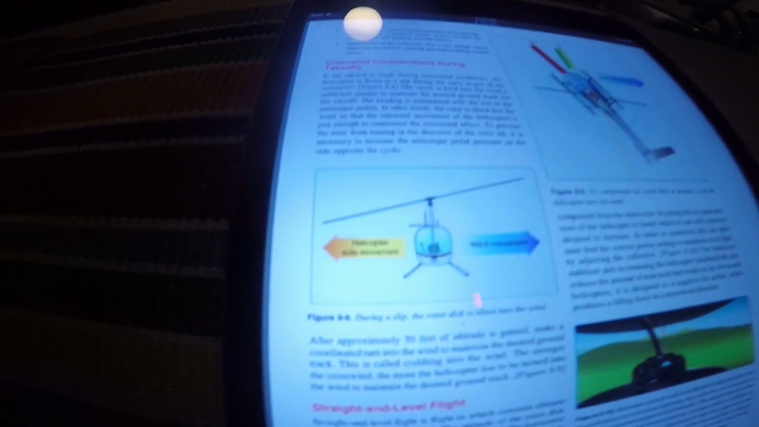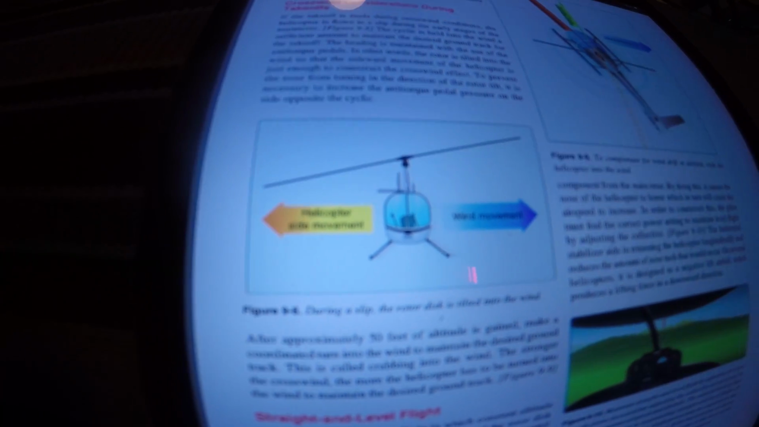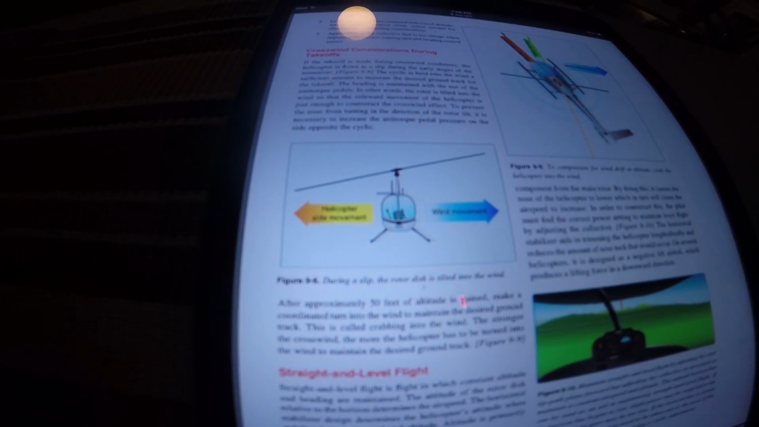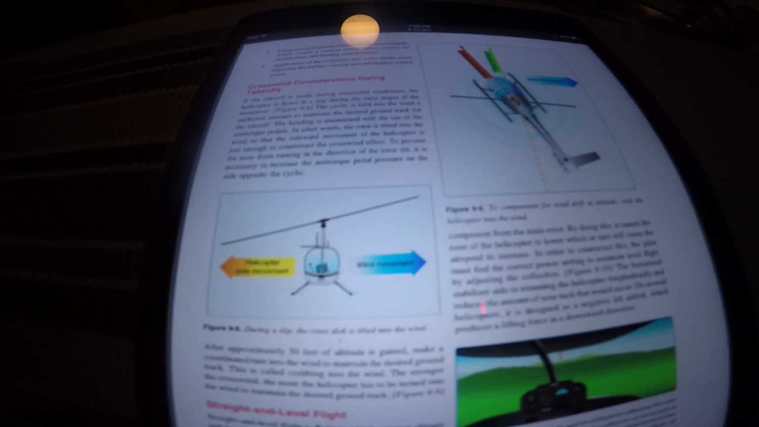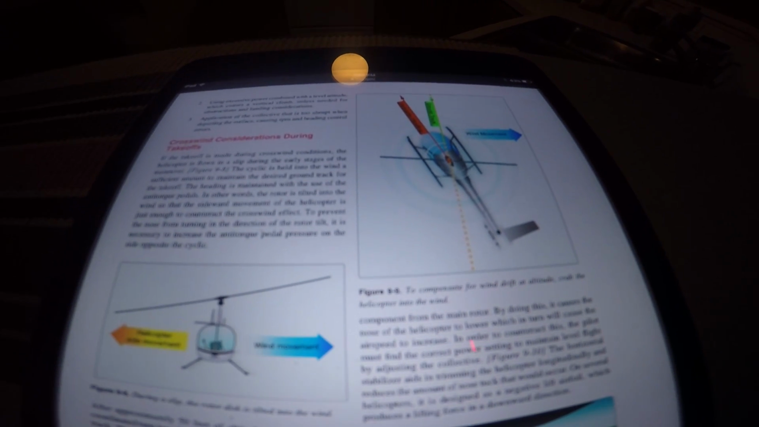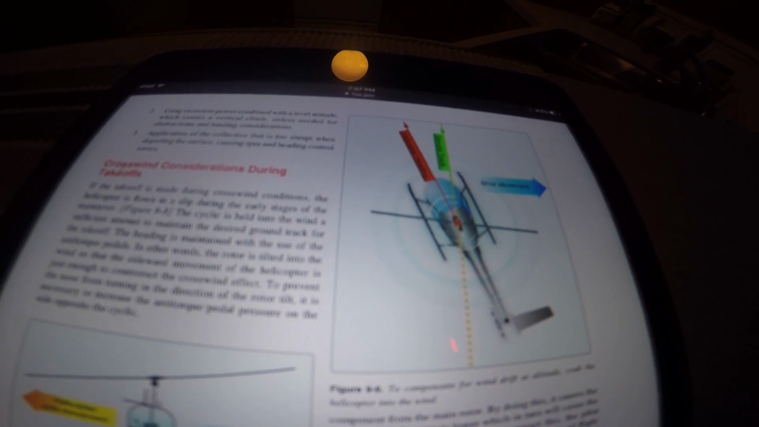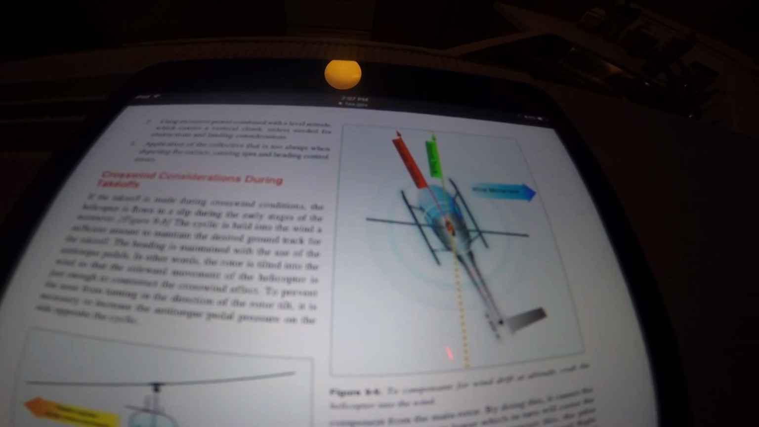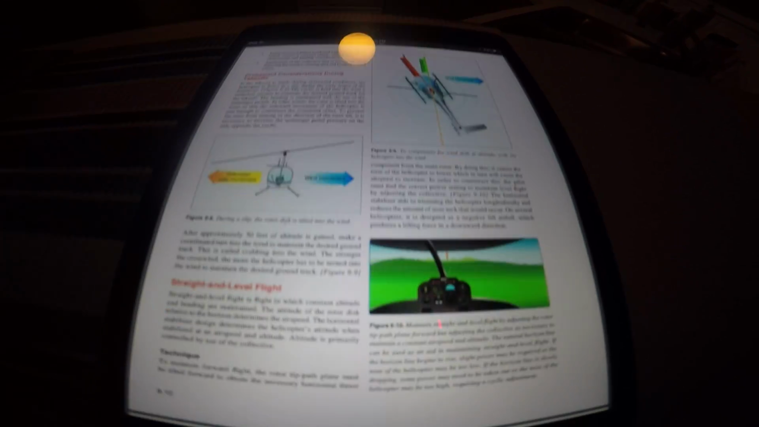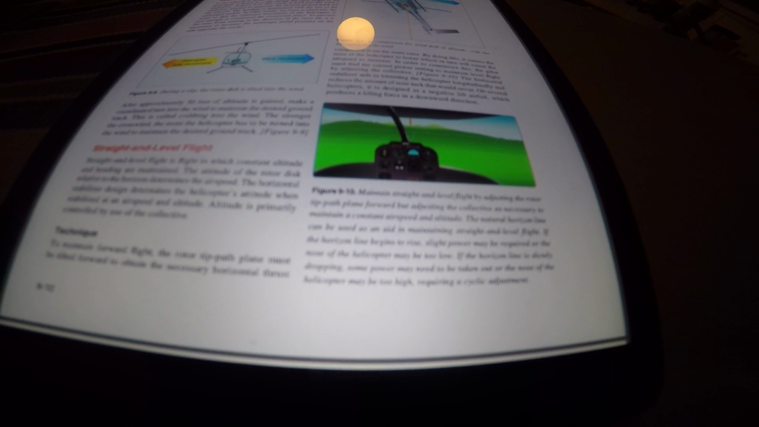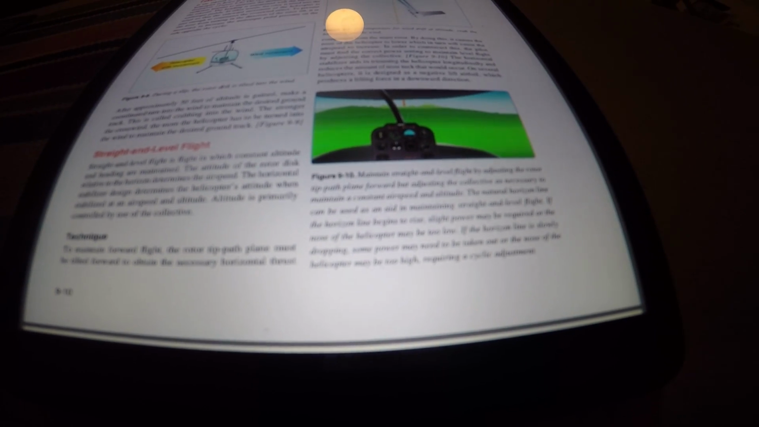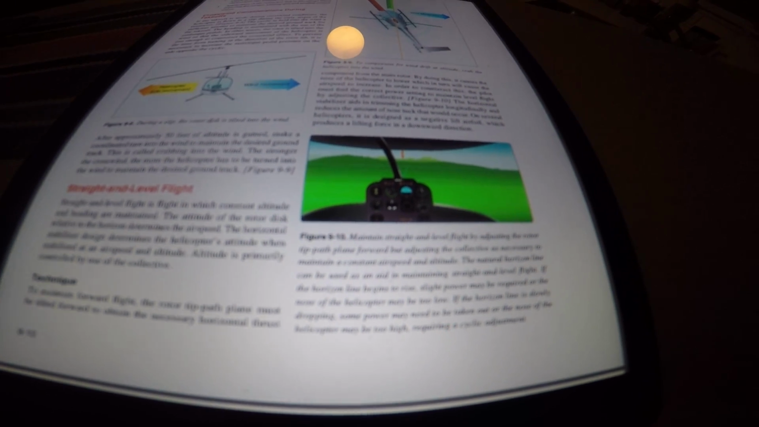So we already did the crosswind considerations during takeoff, helicopter side movement, wind movement. To compensate for wind drift at altitude, crab the helicopter into the wind. Okay, so now we're going to do this. Figure 9-10. Maintain straight and level flight by adjusting the rotor tip path plane forward, but adjusting collective as necessary to maintain a constant airspeed and altitude.